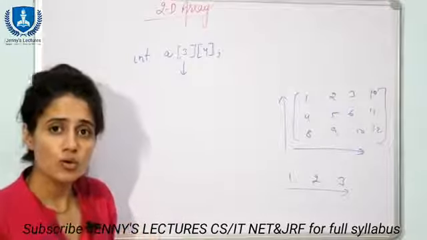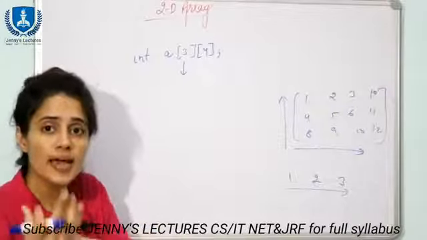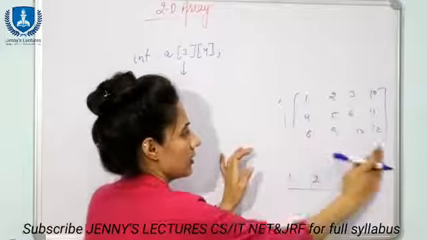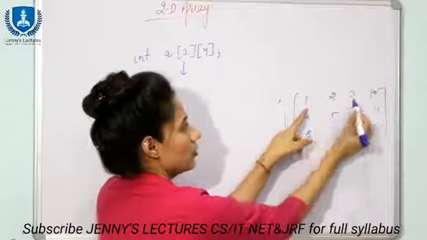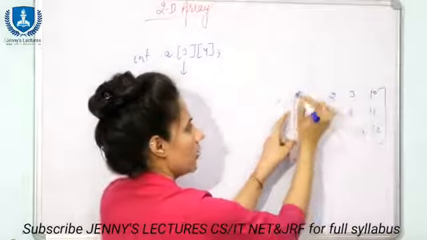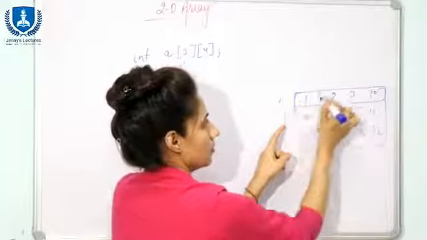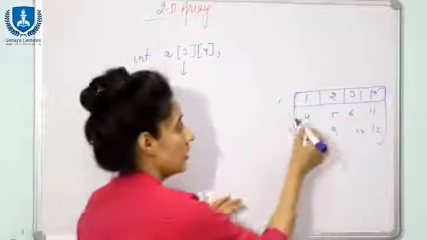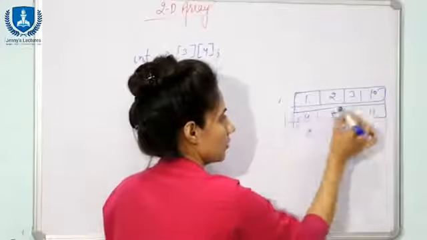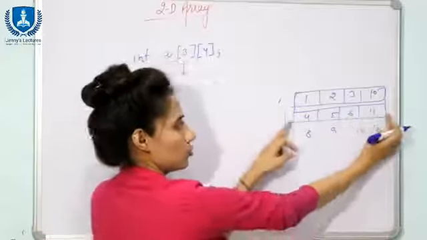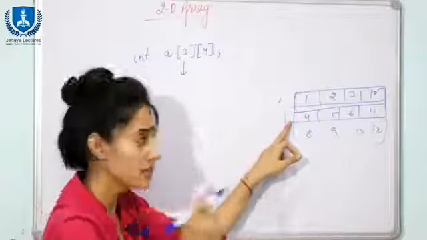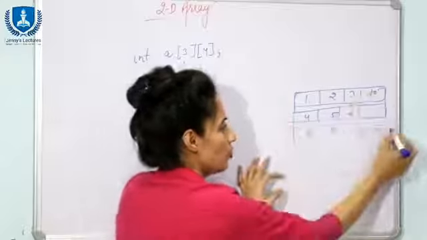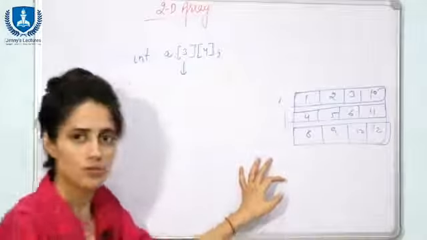2D array is also an array of arrays. Why so? See, in this case, 1, 2, 3, 4. If you simply take this one, this is what? 1D array, or you can say linear array. If you take this one only, 4, 5, 6, 7, this is also a 1D array, size is 1, 2, 3, 4. This is also a 1D array having size 4.